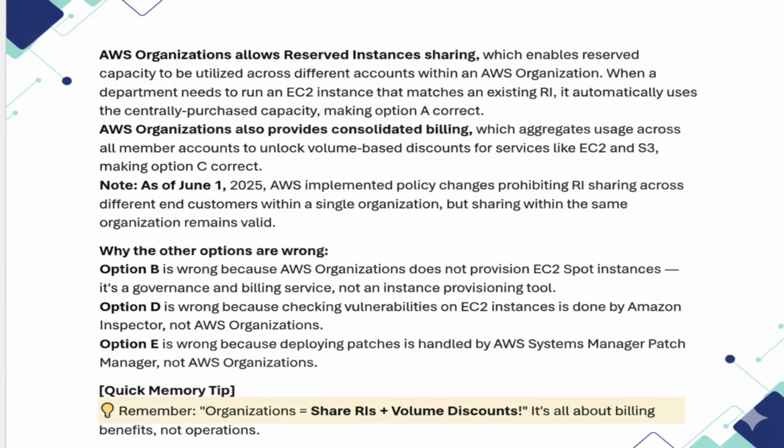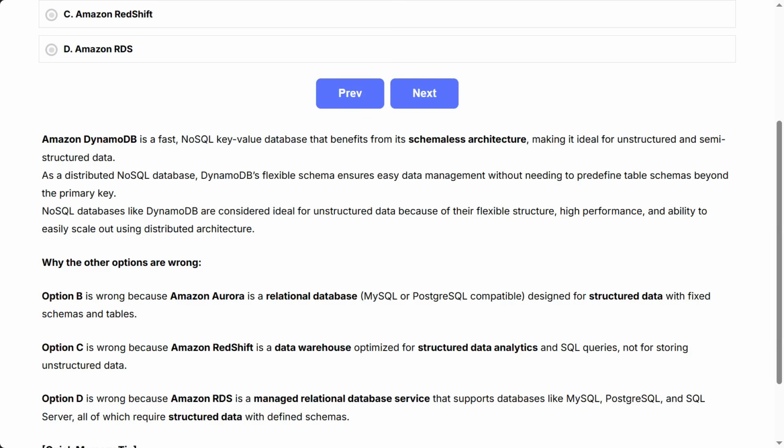As a distributed NoSQL database, DynamoDB's flexible schema ensures easy data management without needing to predefine table schemas beyond the primary key. NoSQL databases like DynamoDB are considered ideal for unstructured data because of their flexible structure, high performance, and ability to easily scale out using distributed architecture.